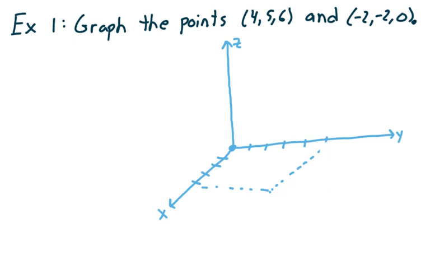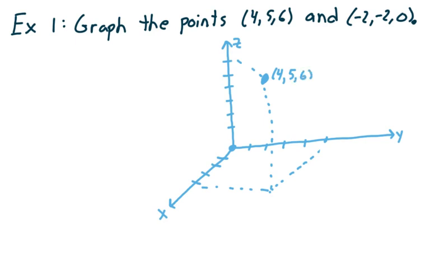So now, again, I moved 4 units along the x, 5 units along the y, and from there, I'm going to move 6 units along the z. And so I'm going to plot roughly right there. It's a little bit different than what you might be used to, because we're trying to plot in 3 space on a 2-dimensional surface. So this point here represents 4, 5, 6.